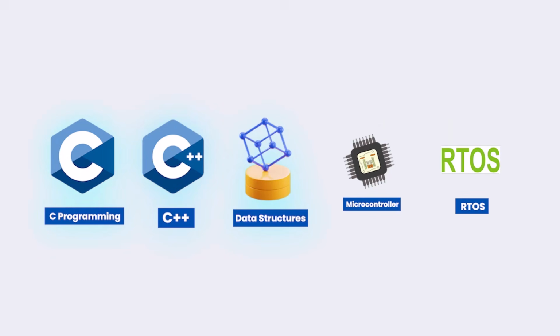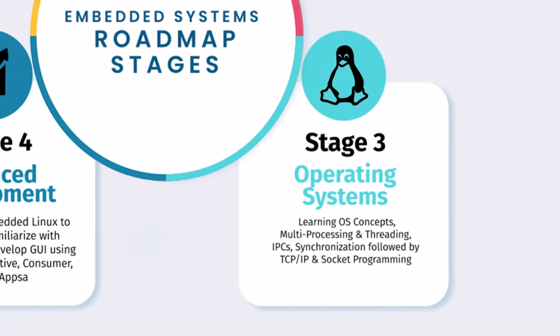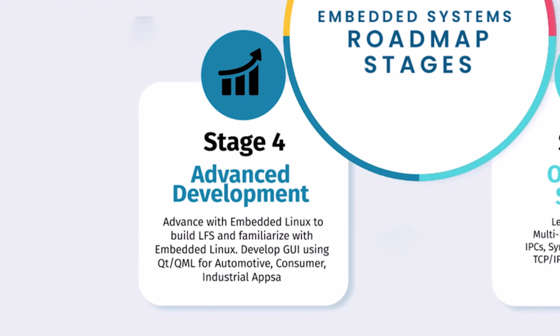So we are at stage 3 now. What next? You can take two paths. One is a path wherein you're going to learn about C, C++, data structures, microcontrollers, RTOS. Another path, you can specialize in Linux internals. After this, you can further upskill. So we have introduced two other modules. One is Embedded Linux on ARM, and the other is Qt and QML.